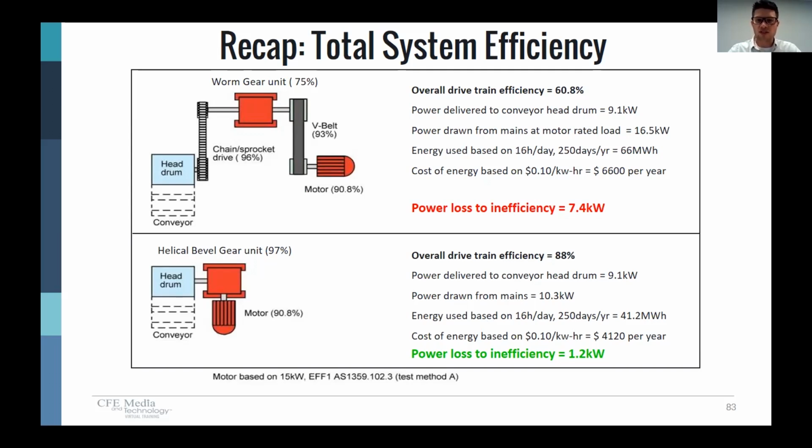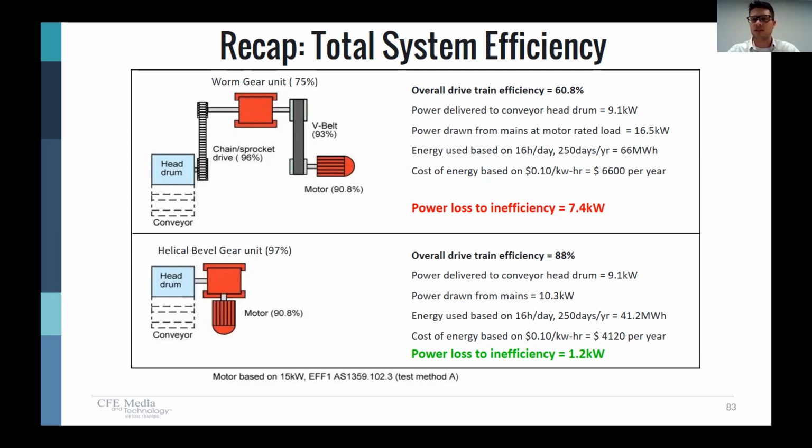So look at the efficiency of the system at the top with the worm gearbox. All of those efficiencies multiplied together, 60.8%. Almost 40% of the energy that we put into the system was lost to heat. That is very unfortunate, since you pay for it, or you will end up paying for that energy. If you look at the bottom though, all we did was take the same motor and put in the right angle helical bevel high efficiency gearbox, couple that to the same conveyor, and the efficiency went up to 88%.